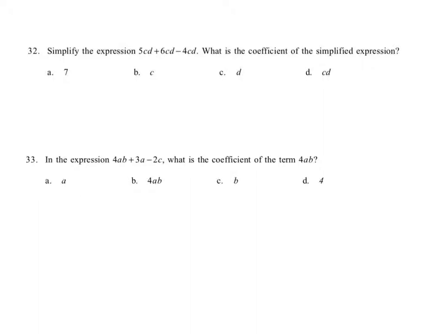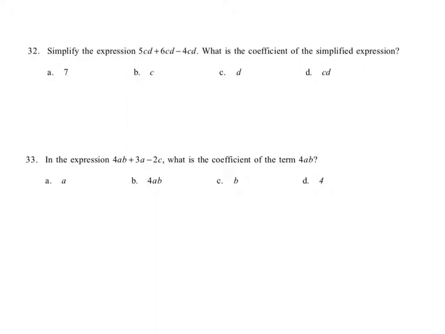Okay, simplify the expression and then look at the coefficient of the simplified expression. So we've got a whole bunch of terms that are all the same. We've got CD, CD, and CD. Since they're the same letters, raised to the same power, first power in this case, you don't see an exponent, so it's raised to the first power. Since they're exactly the same, all the letter parts, that means it's the same thing.